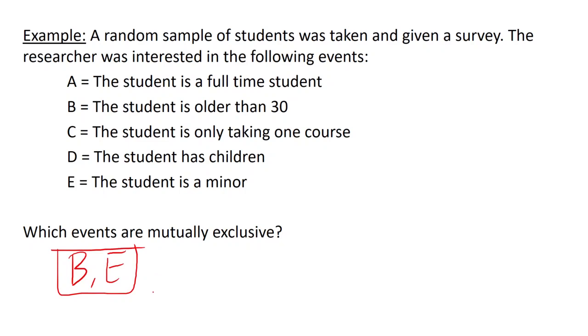That's true. A and C. And then probably also A and C are mutually exclusive, being a full-time student and taking only one course. Because I think to be full-time, you have to have at least 12 credits. And I don't think we have any single 12-credit courses that I'm aware of.